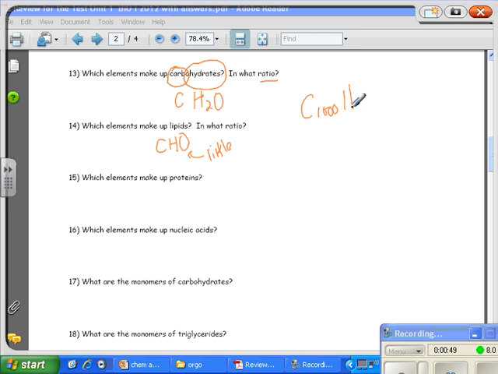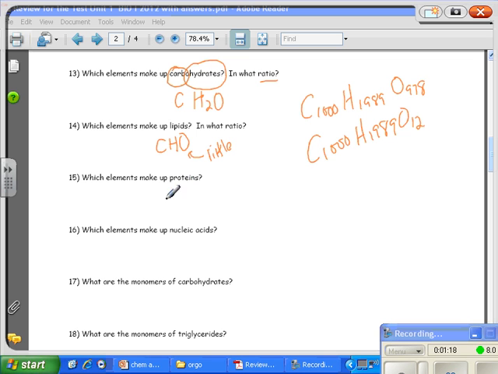C1000, H1989 or something, and O978, whatever, this would probably be a carbohydrate because that's about a 1-to-1 ratio with about double as many hydrogens. If you saw something like this, with only 12 oxygens, then that would be a lipid.